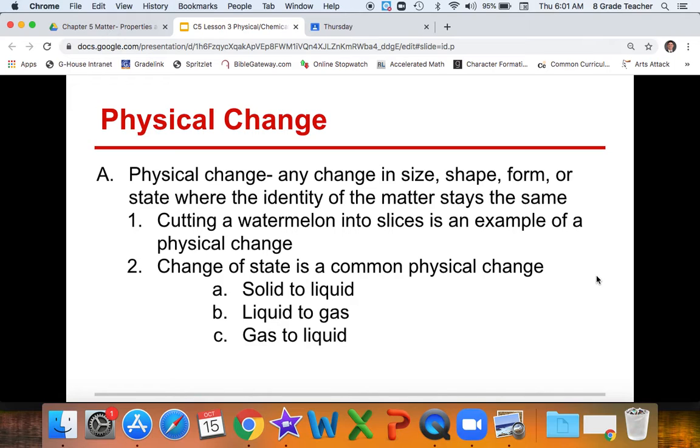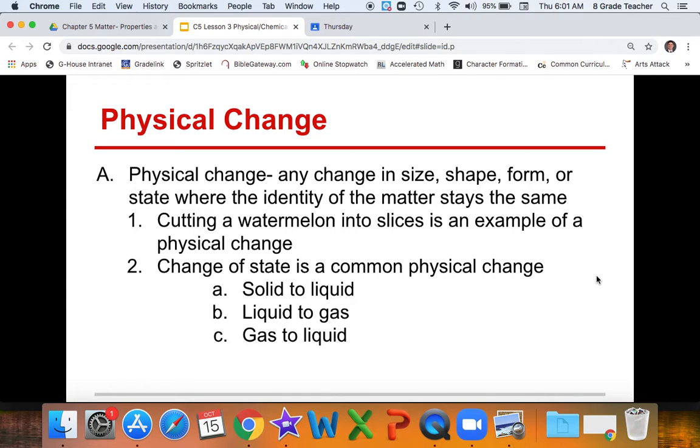A reading check says, what is a physical change? And I would have in class pulled out a piece of paper and asked you to crumple it up and then either throw it at me or launch it at the garbage can to say, hey, this is still a piece of paper even though it's crumpled up. That's an example of a physical change. It's again changing its size, shape, form, or state where the matter stays the same. It's still the same material.